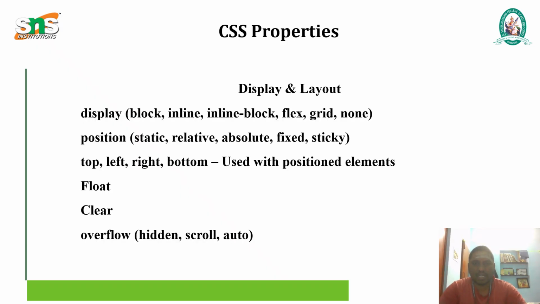Next is display and layout. Display means block, inline block, flex, grid, none. These are the display CSS properties. Next is position: static, relative, absolute, fixed, sticky. Next are top, left, right, bottom, used with the positioned element. Then float, clear, and overflow. Overflow means hidden, scroll, auto.